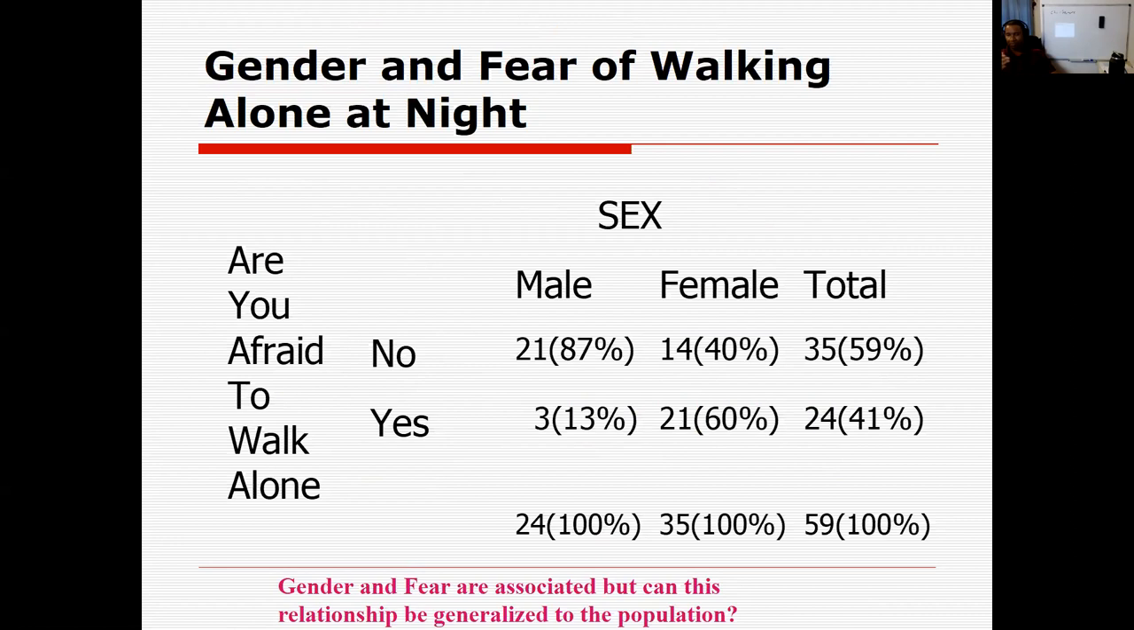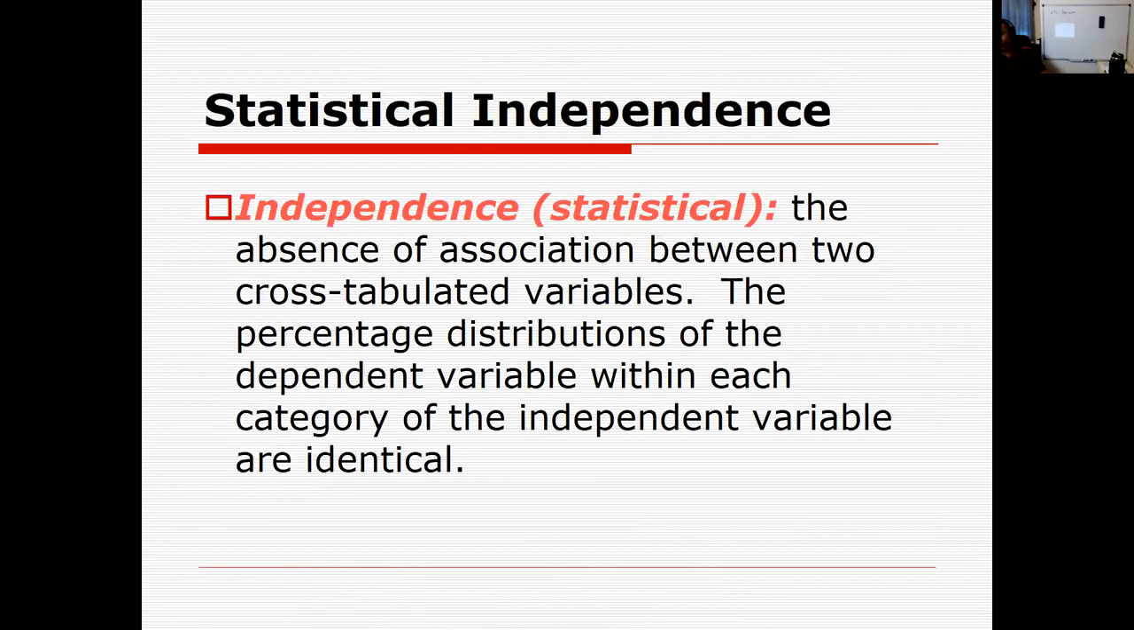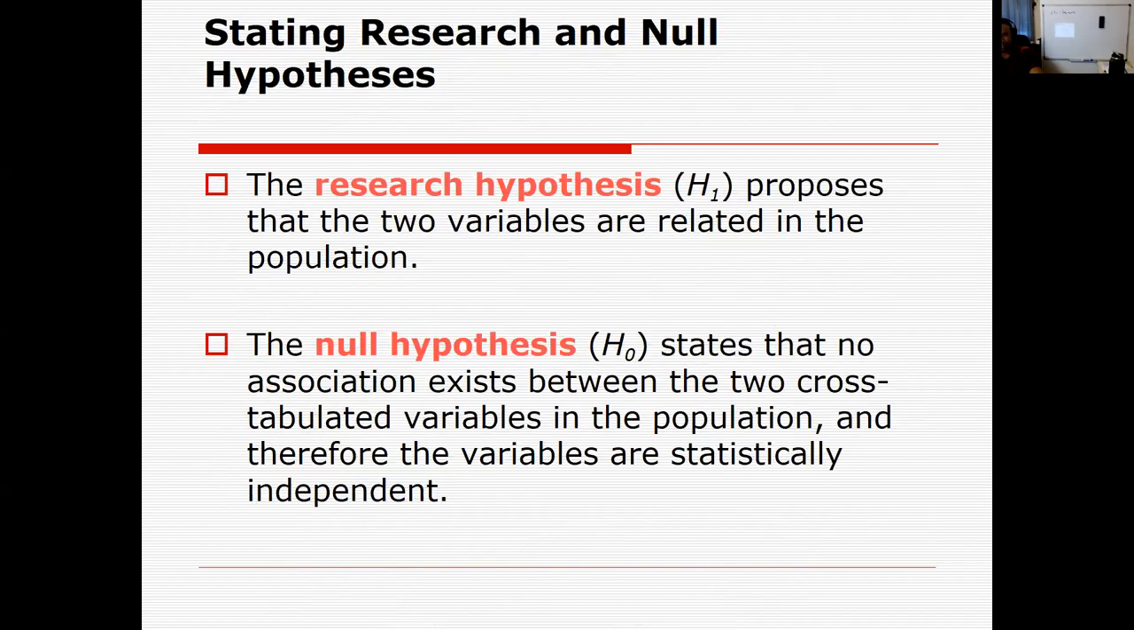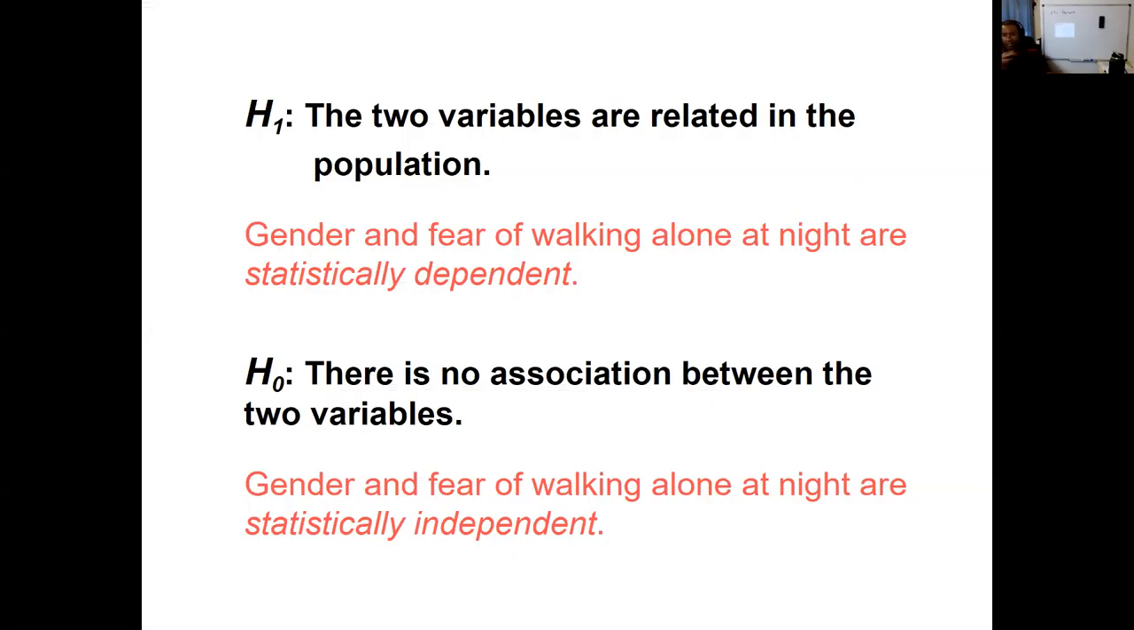What is the probability that I would pull this sample coming from a population where sex doesn't influence fear? What's the probability of me randomly pulling this sample from a population where sex doesn't influence fear? And that's what the chi-square test kind of does: it tests the likelihood of this occurring, of the null hypothesis being true. So like I said, if I were to write this, I would write the research hypothesis something like this.